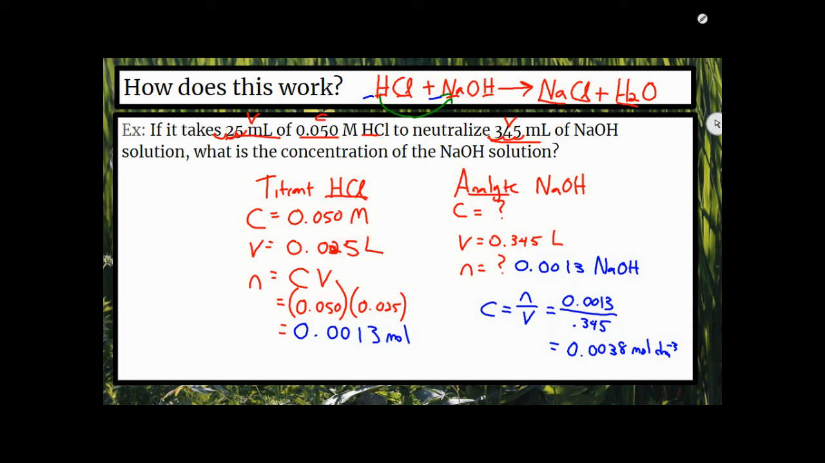So basically the steps are to figure out how many moles of the titrant I used, check that with the stoichiometric ratio to see how many moles of the analyte were neutralized, and divide the number of moles of analyte neutralized by the volume to get the new concentration. And that's how we figure out the initial concentration if your analyte is NaOH.